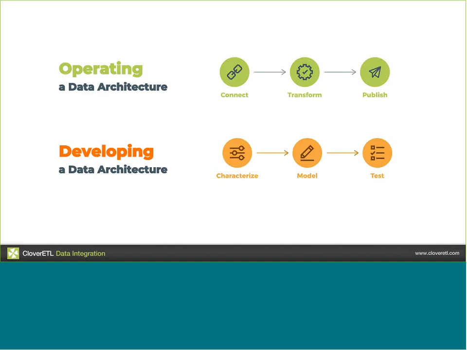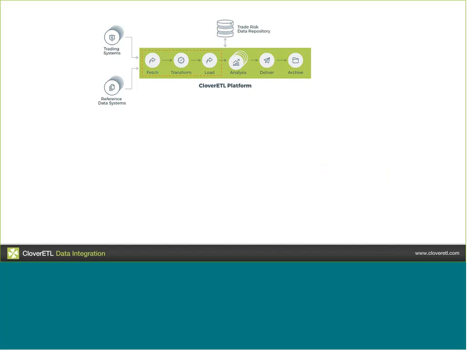We have a client who uses data integration to not only operate a data architecture, but also to develop it, to characterize the data they have, to help modeling with a modeling tool and a data integration tool, and then run tests before they put it into production. I have a very simple chart here. This is, by the way, quite a large bank, and they have a group dedicated to trade risk assessment. They operate an architecture where they pull data from trading systems and some other systems, and they put it into one central repository.